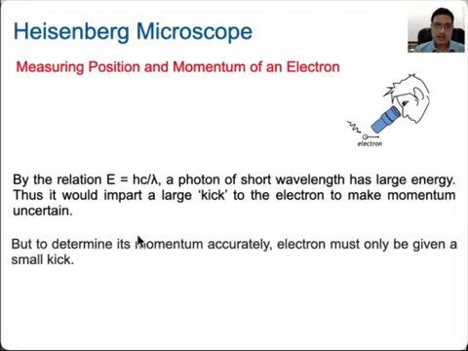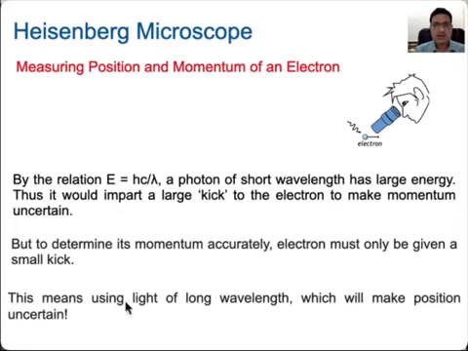On the other hand, to determine the momentum accurately, the electron must only be given a small kick, so that its momentum does not go to the fuzzies. It has to be precise. Now it contradicts the two things. This means that using light of long wavelength, you can make sure that it's going to impart a very small momentum kick to the particle. But if you start using a long wavelength of the light, it means that your position becomes uncertain.